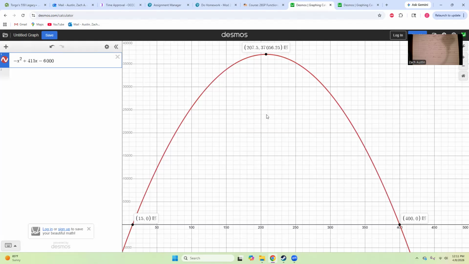Okay. Now we're talking about a number of TVs. So I would always round this to the nearest whole number. So I would say if we want to maximize our profit, we would want to sell about 208 TVs. And that will maximize our profit at about $37,056.